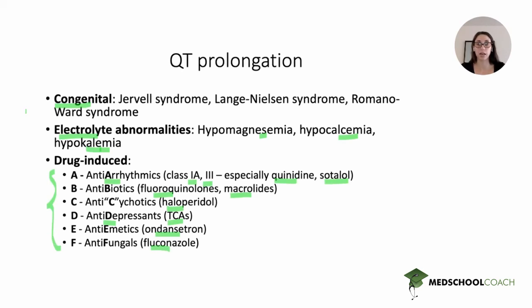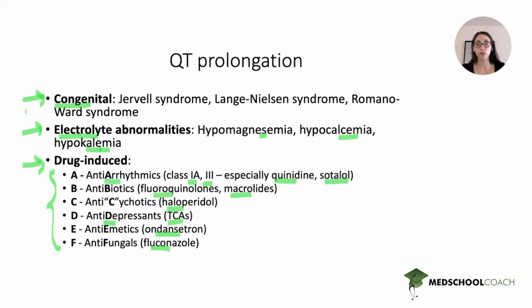So I really like this mnemonic. I use this for all my boards exams, and I found it the easiest way to remember what the medications are that cause QT prolongation. So congenital causes, electrolyte disturbances, and drugs.